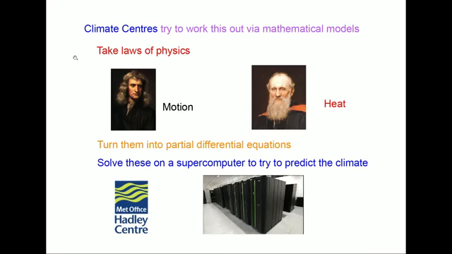So a climate model is based on the same physics, broadly speaking, as a weather model. What's that physics? Well, it's Isaac Newton describing the laws of motion, particularly of the air and of the oceans, combined with Kelvin, the great Irish scientist who in the 19th century worked out the laws of thermodynamics, the laws of heat. So these two combine, we turn them into partial differential equations. I'll show you these equations in a minute. And then these are solved on supercomputers to predict the climate.